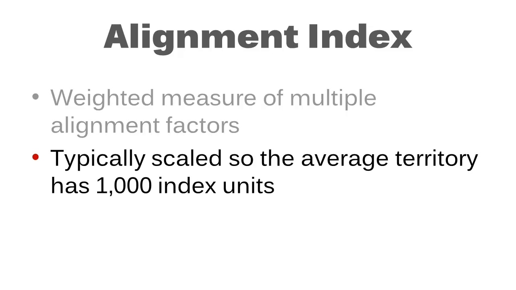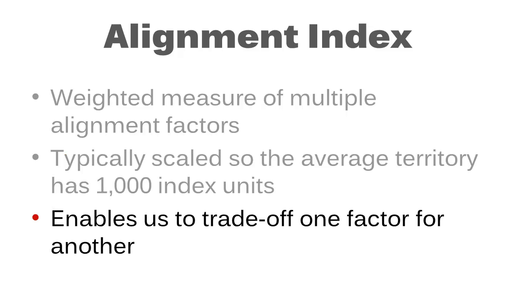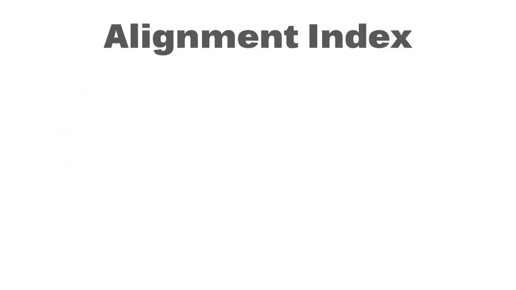So you'll have some that are slightly higher and some that are slightly lower, but hopefully they'll be close to 1,000 index units, and that will mean that they are balanced. And this will enable you to trade off one factor for another. So let's give you an example of what an alignment index might actually look like.